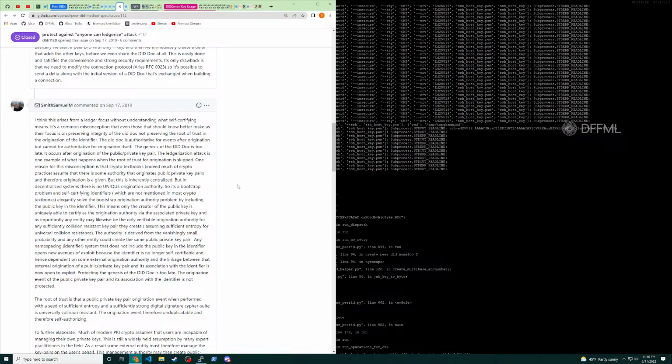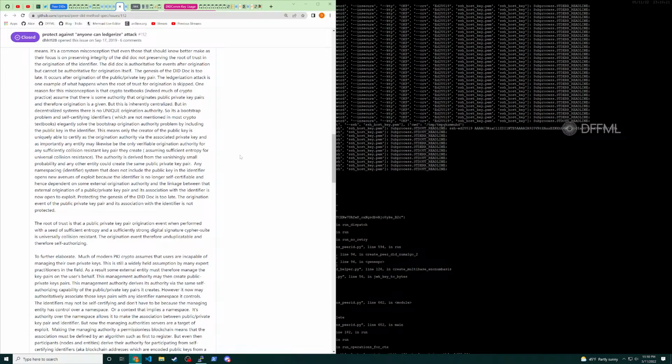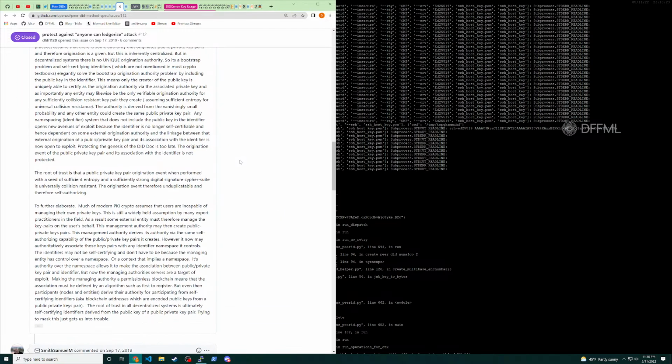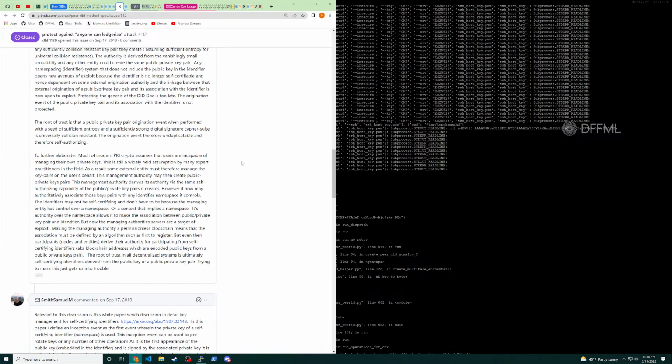In namespacing identifiers, so basically they're saying if you put the fingerprint in the thing you're going to sign, and I think this is the thing we're going to hit on here too.